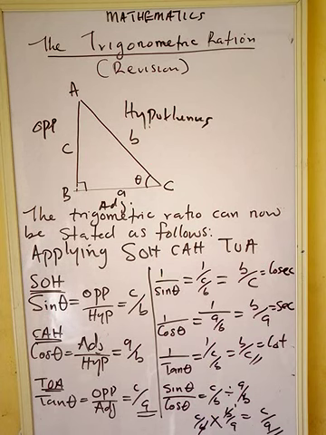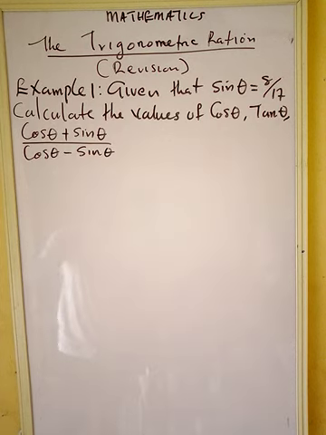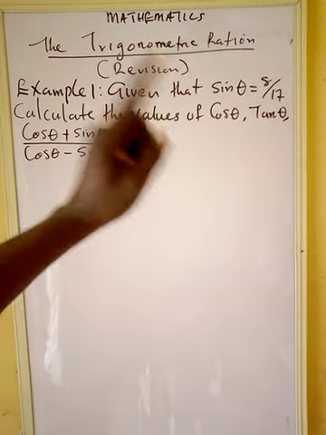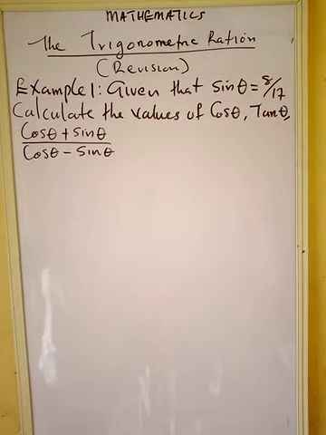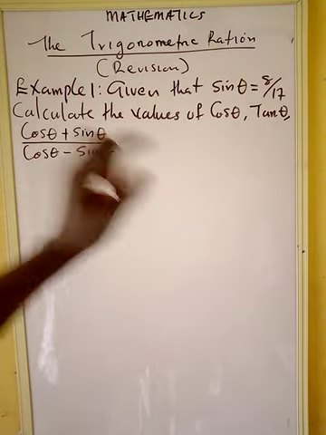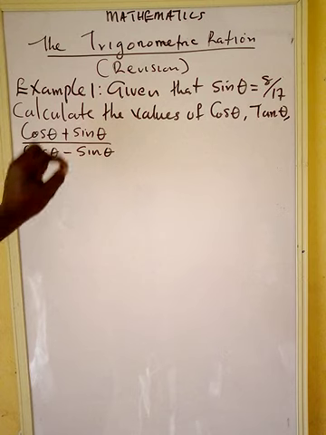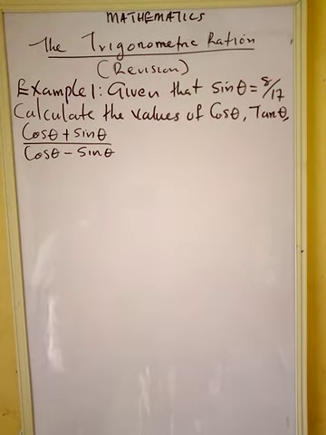So let us solve one example on this trigonometry ratio. We have a question here. Given that sin theta equals 8 over 17, calculate the values of cos theta, tan theta, and cos theta plus sin theta all over cos theta minus sin theta.